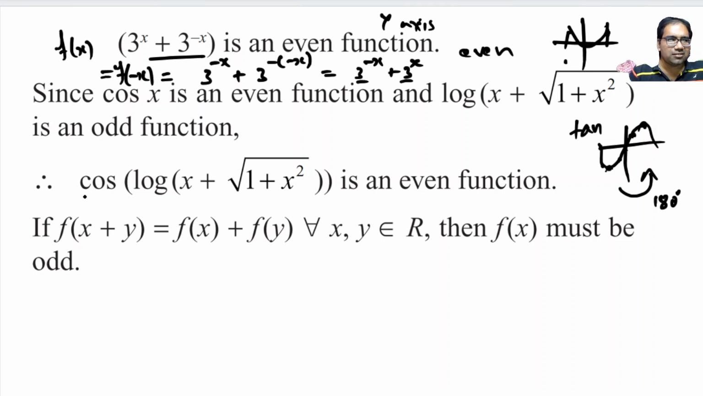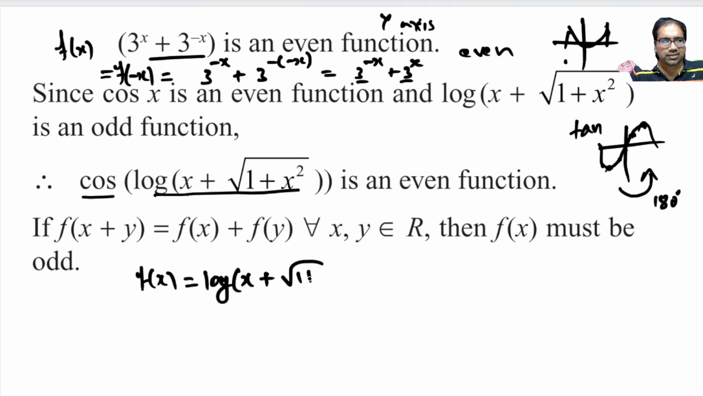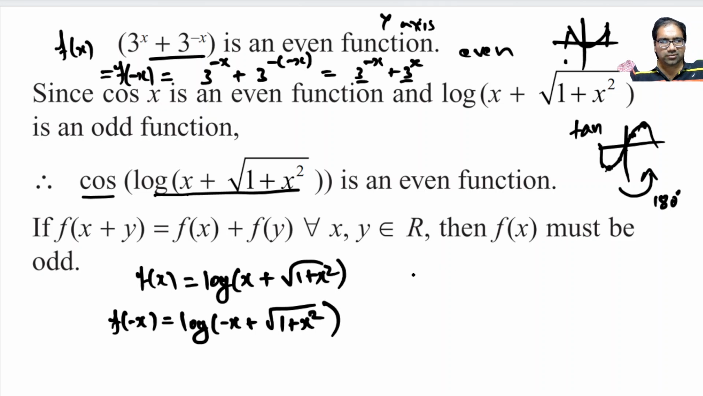Now second case, cos is even, that we already know. And the third, log of x plus under root 1 plus x squared, this is an odd function. Why? Let us assume f of x equals log of x plus under root 1 plus x squared. Then what will be f of minus x? It will be log of minus x plus under root 1 plus minus x whole square, which is again x square only.